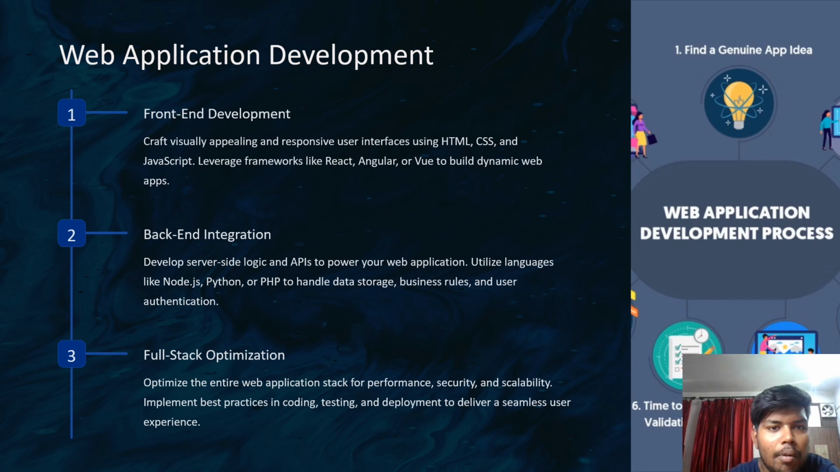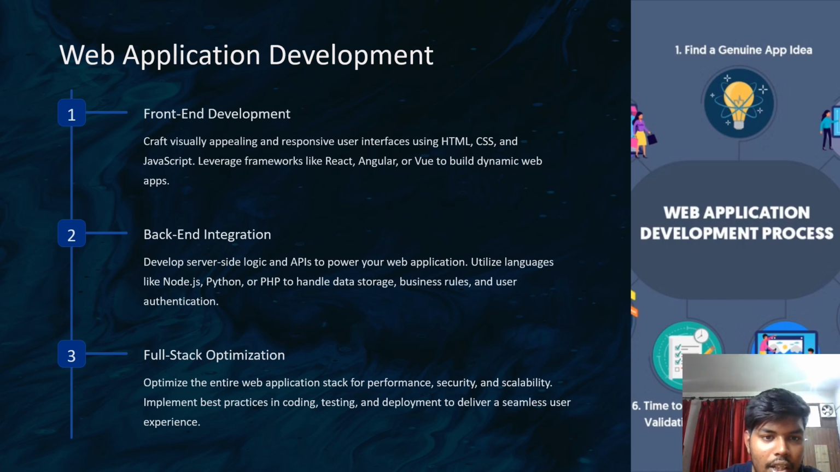Next thing is web application development. Three stages are required: front-end development, back-end development, and full stack optimization. In front-end development, more than one language is used, like HTML, CSS, JavaScript, and frameworks like React, Angular, or Vue, to build dynamic web apps.